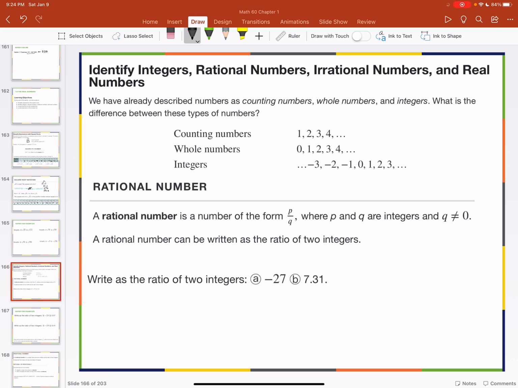It's a number that is of the form p over q, which means you can express it as a fraction, where p and q are integers, and of course, q is non-zero. A rational number can be written as the ratio of two integers. So if I want to write this as the ratio of two integers, this is negative 27. That's the same as negative 27 over 1, right?